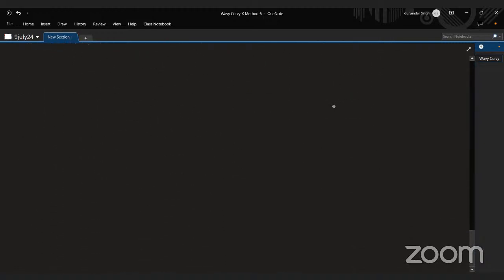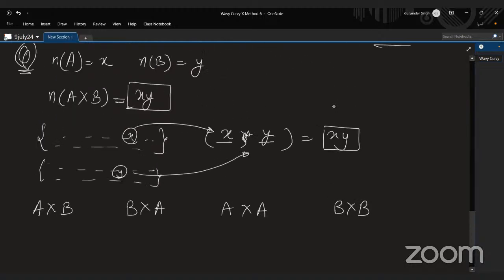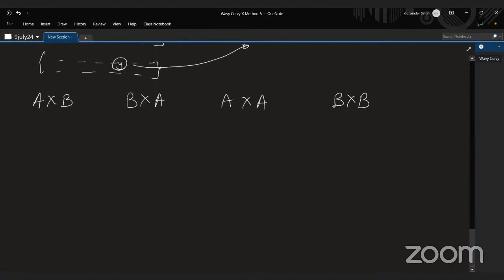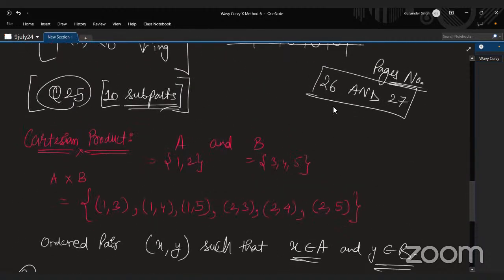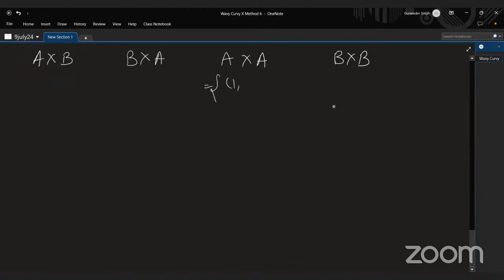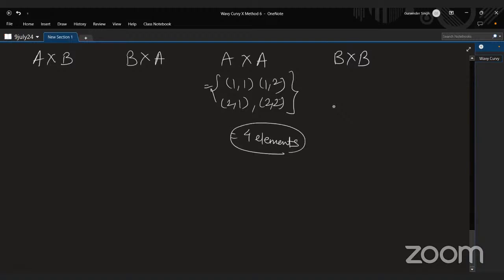Just like we take A cross B, we can take B cross A also. We can take A cross A also, and B cross B also. So what will be the value of A cross A? A is 1 comma 2, so it can be 1 1, 1 2, 2 1, and 2 2. 4 elements. Similarly, B cross B has how many elements? Yes, correct, 9 elements.